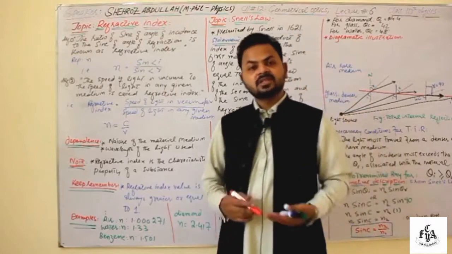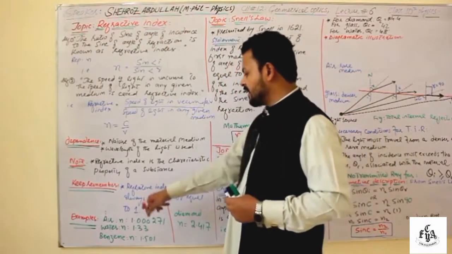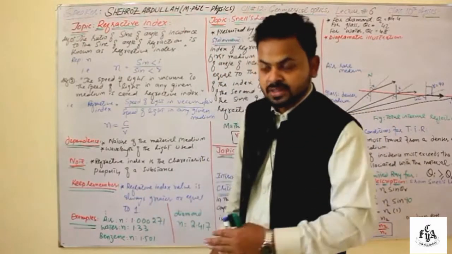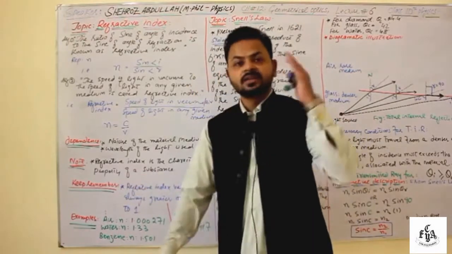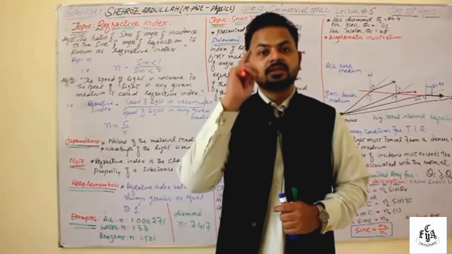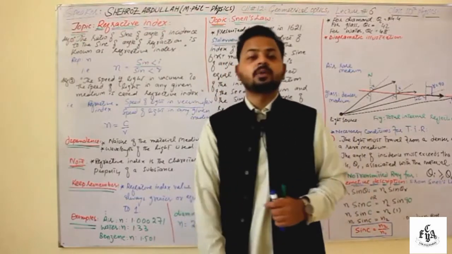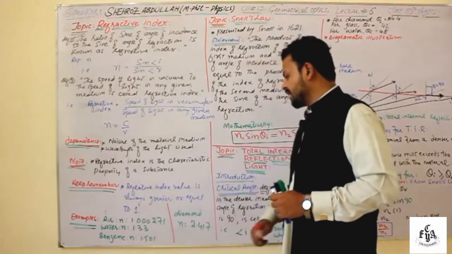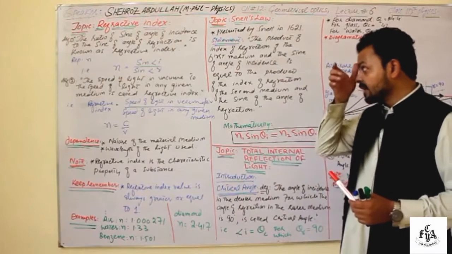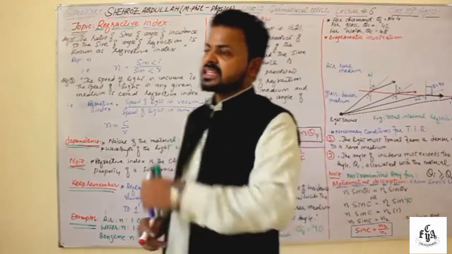There are different examples of refractive index values. For air it is 1.000271, for water it is 1.33, for benzene it is 1.501, and for diamond it is 2.417. Now this was refractive index.